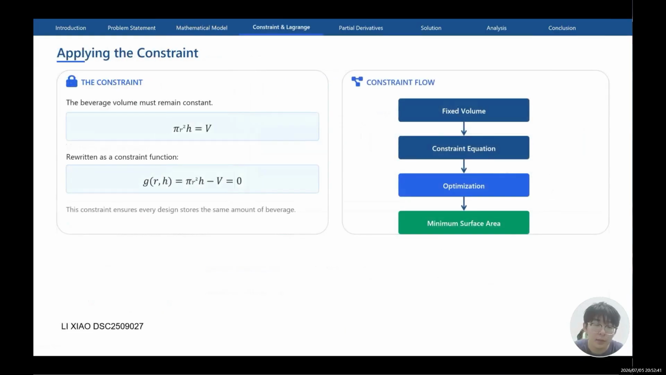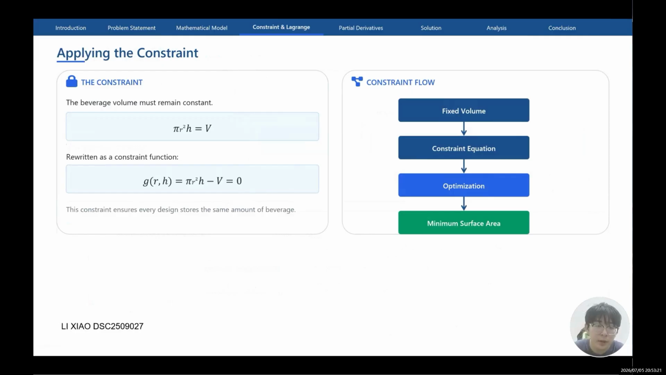Now let's look at applying the constraint. In manufacturing, the beverage volume must remain constant. The standard volume formula is pi r squared h equals V. To prepare for our calculus optimization, we rewrite this as a constraint function set to 0, like this one. This constraint ensures every design stores the same amount of beverage.